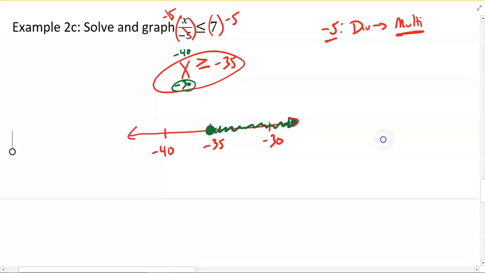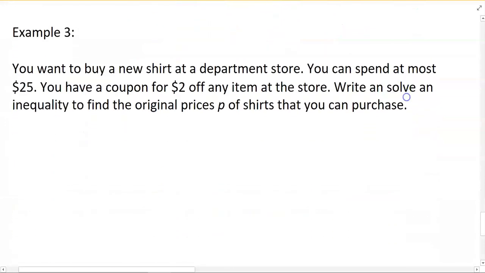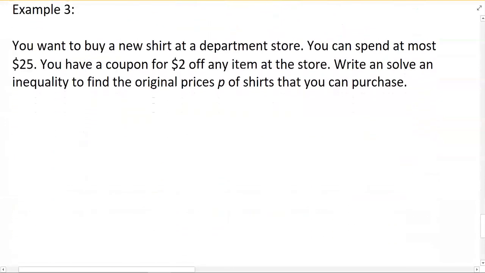All right. Last thing we're going to look at is a word problem here. And so we want to talk about how we can take this word problem and write it out and then be able to solve it. So in example 3, you want to buy a new shirt at a department store. You can spend at most $25. Key piece of information there. But not just the 25 is key. What's also key is this word at most. We'll come back to that in a second. You have a coupon for $2 off any item in the store. Write and solve an inequality. Find the original prices, P, of the shirt that you can purchase.